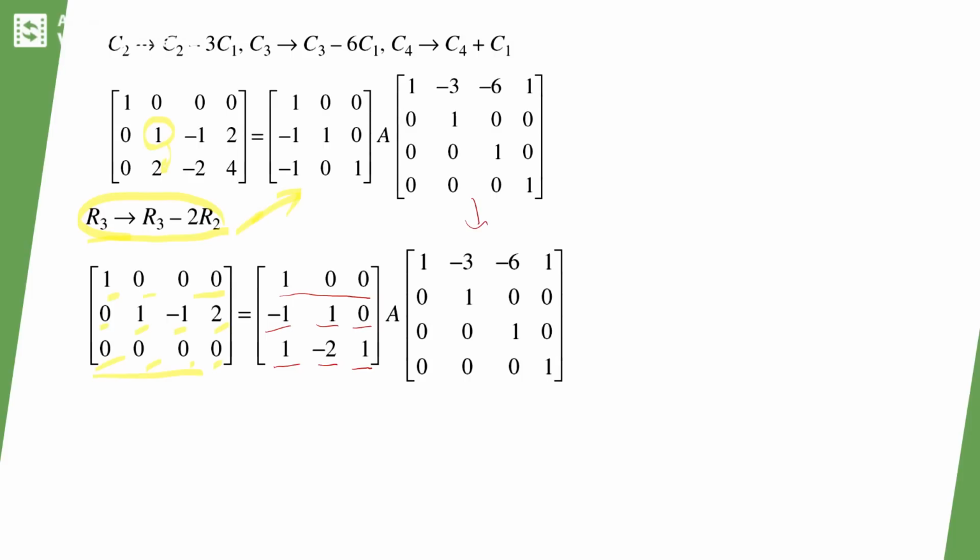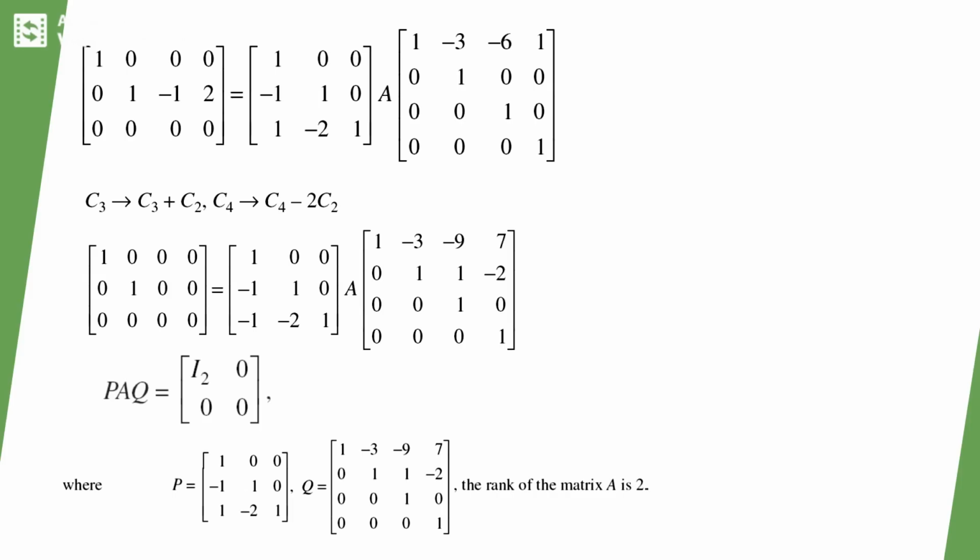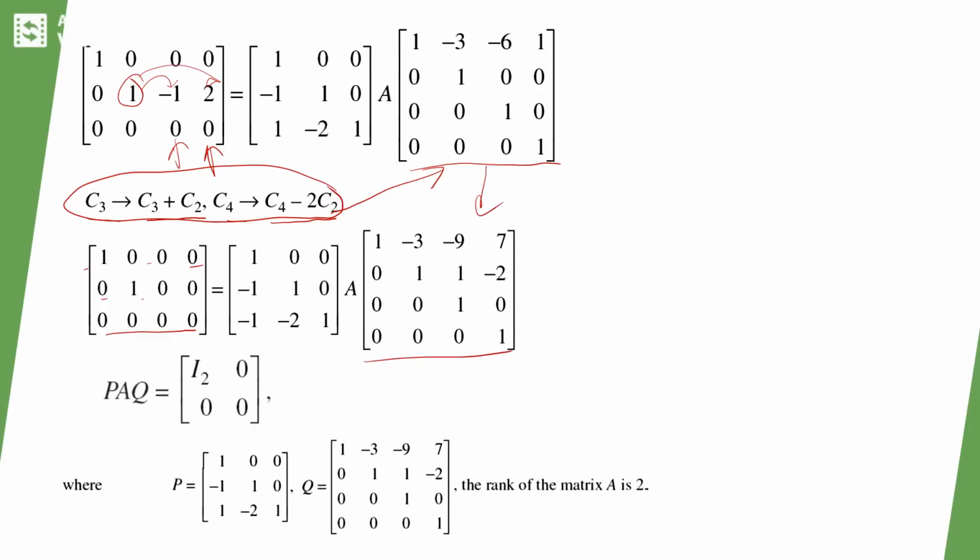Now the next operation: by the help of that element, make this element 0 and that element 0. So we apply the operation on column 3 and column 4: C3 plus C2, and on C4, C4 minus 2 C2. So the matrix becomes [1, 0, 0, 0; 0, 1, 0, 0], and the last row is 0. Because this is a column operation, we apply the operation on the matrix on the right hand side. So this matrix reduced to that form, that is [1, -3, 9, -9; 7, 0, 1, 1; -2, 0, 0, 1; 0, 0, 0, 1].